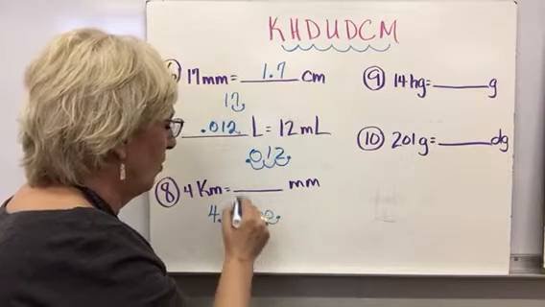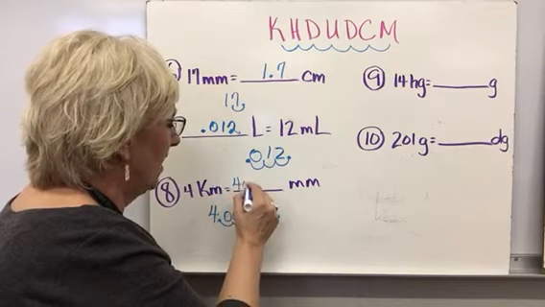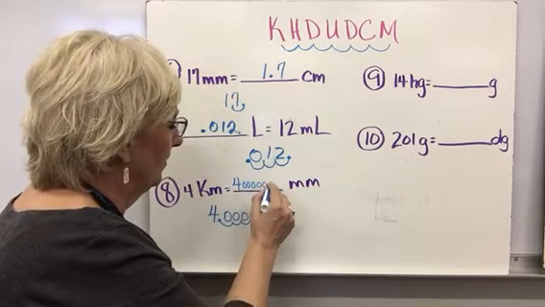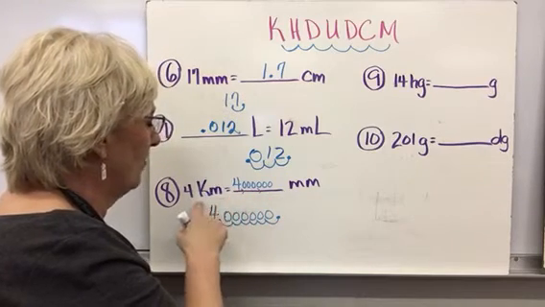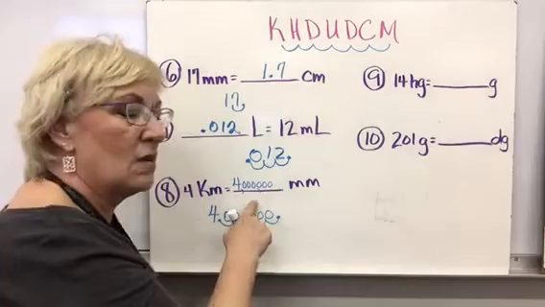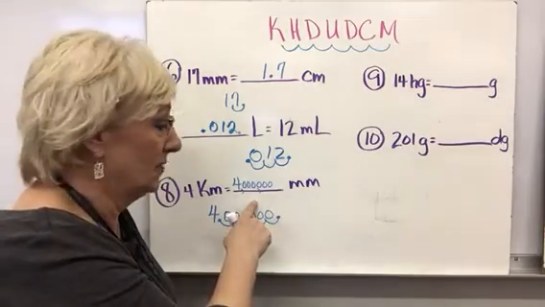And there's my decimal point. So I'm going to put 4 down with 6 zeros. Okay? And I know when I put my commas in, 4 kilometers is going to equal 4 million millimeters.